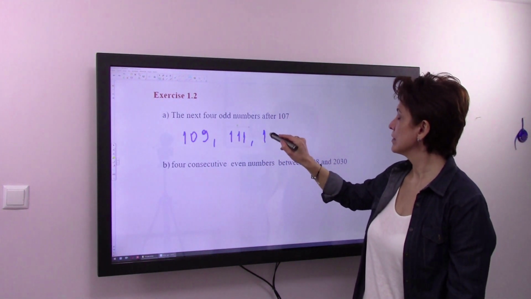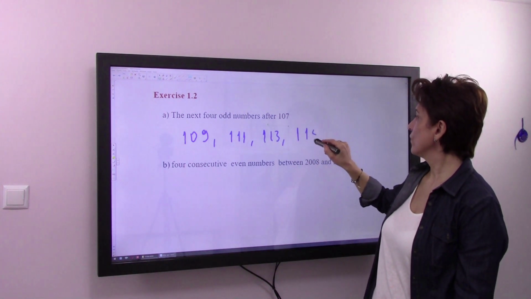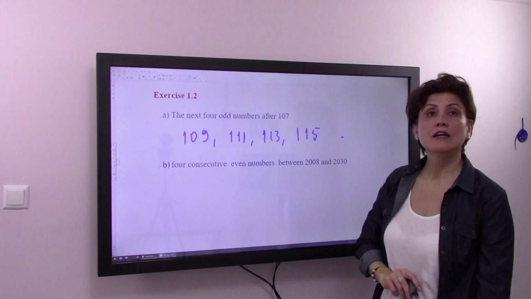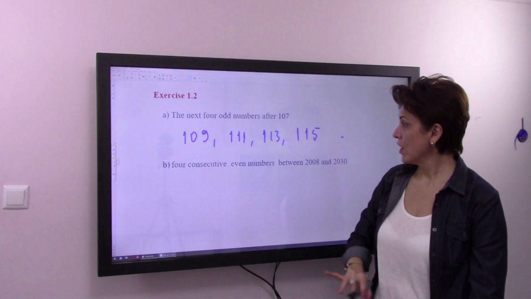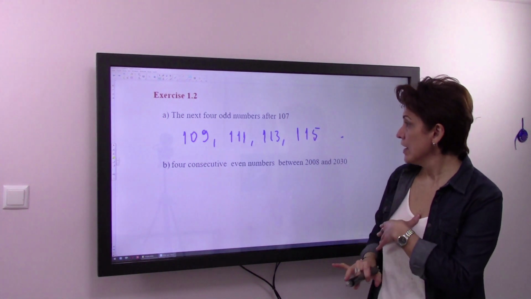Add 2, 113. Add 2, 115. Got it? I hope. Consecutive means back to back. I mean, they are consecutive, right?